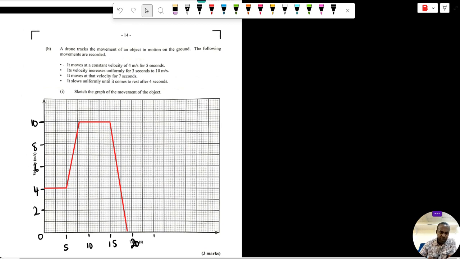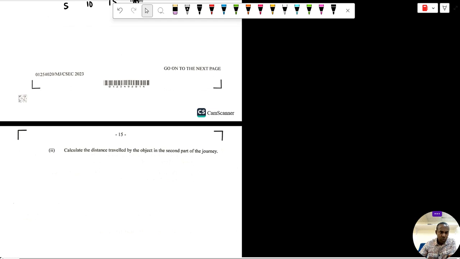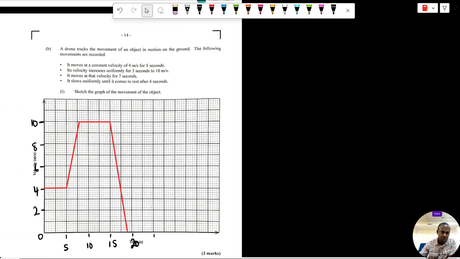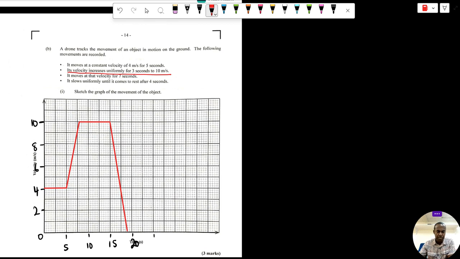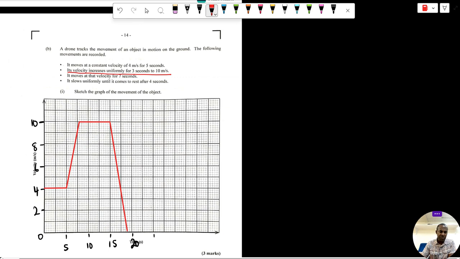So let's skip ahead to the next part of the question and see what they actually ask us to find. Now, they want us to calculate the distance traveled by the object in the second part of the journey. Now, the second part of the journey, of course, we're talking about this stage where the velocity increases uniformly for 3 seconds at 10 meters per second. Now, if we have a graph of velocity against time, how do we determine distance traveled? Distance traveled is obtained by finding the area under the graph, okay?